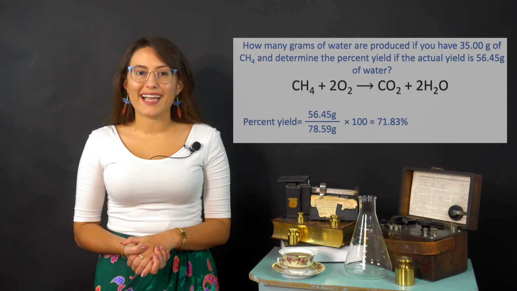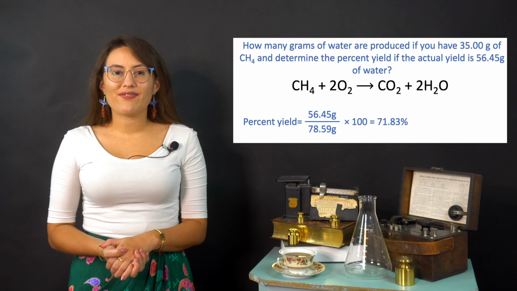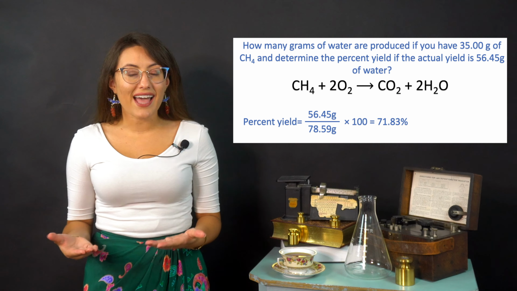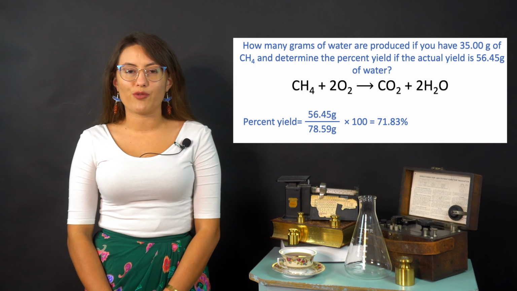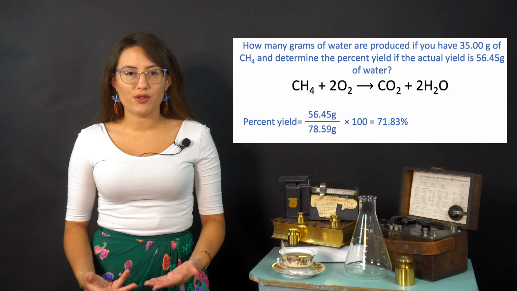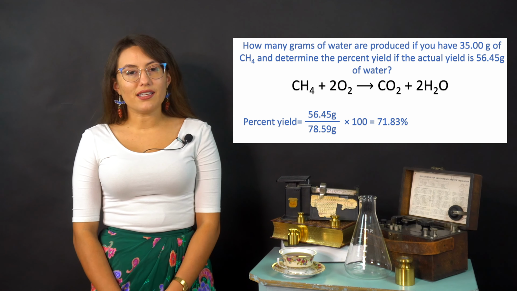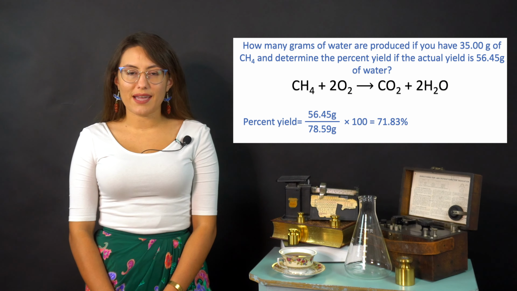Therefore, if we were to look back at our combustion example and found that when we performed the reaction in a lab, we measured that only 56.45 grams of water were produced, that would give us a percent yield of 71.83%.